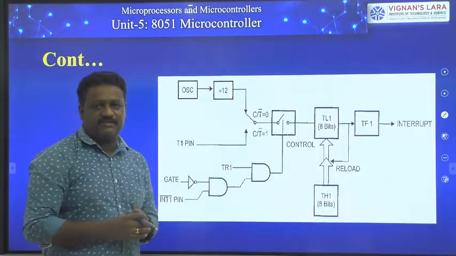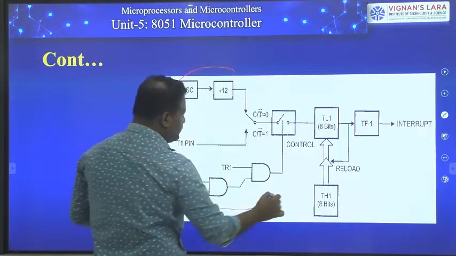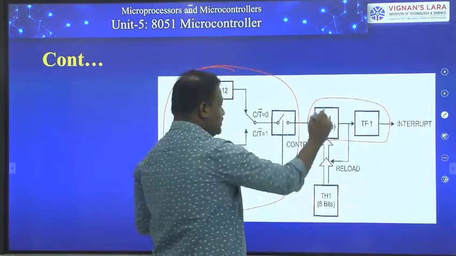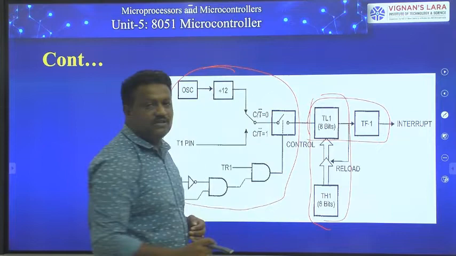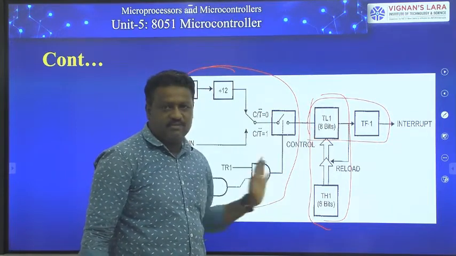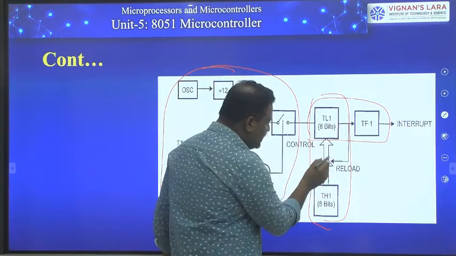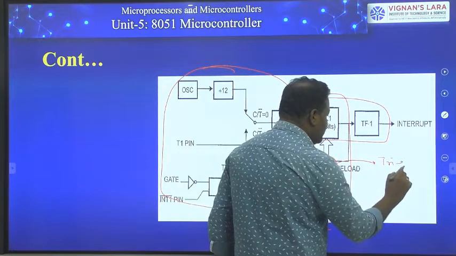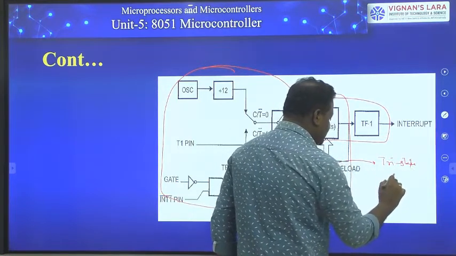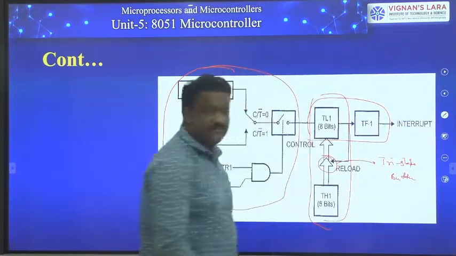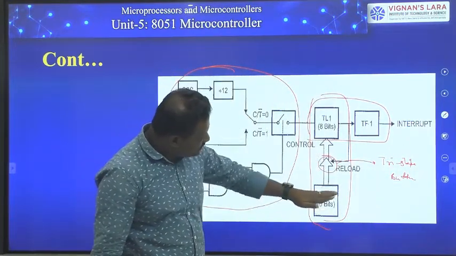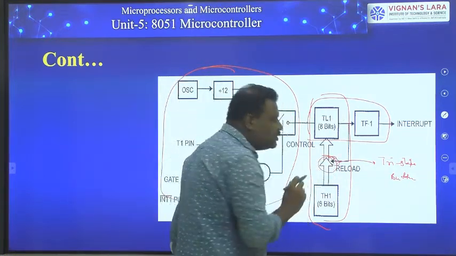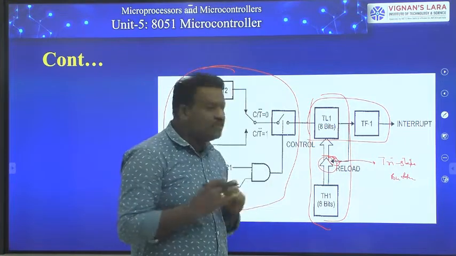So this is the structure friends. Again this portion is your control logic circuit, and this is your timer, that is TL1, TH1. In between, here it is very, very important. You remember friends, it is a tri-state buffer. This buffer supplies the value from TH1 to TL1 only when the third input is enabled. So this is a controlling input.